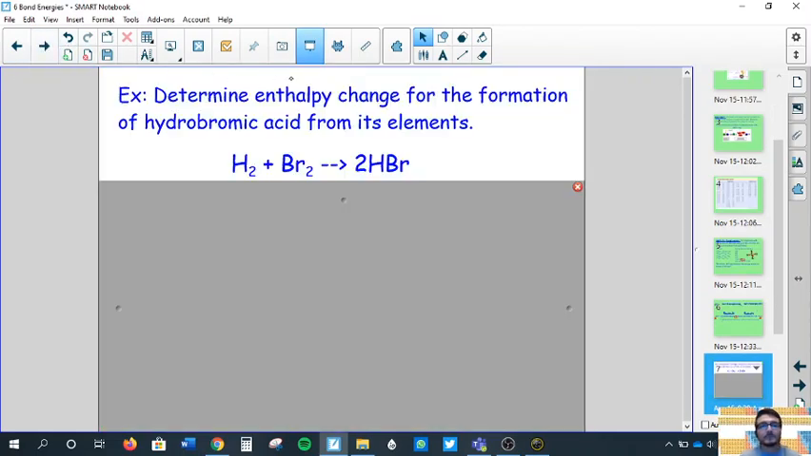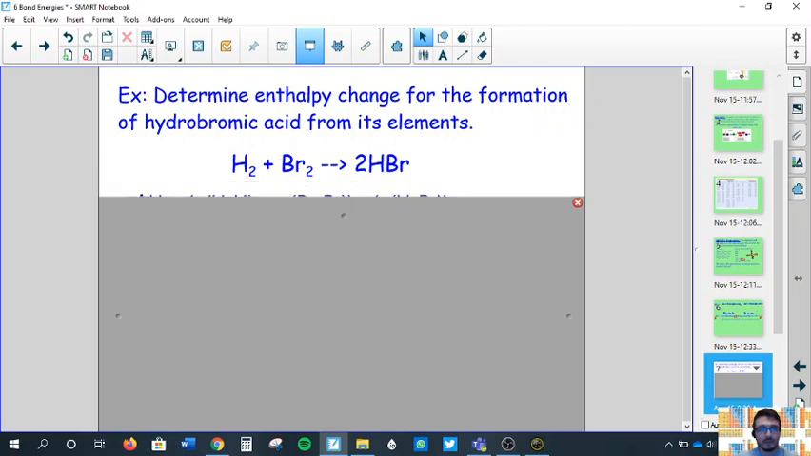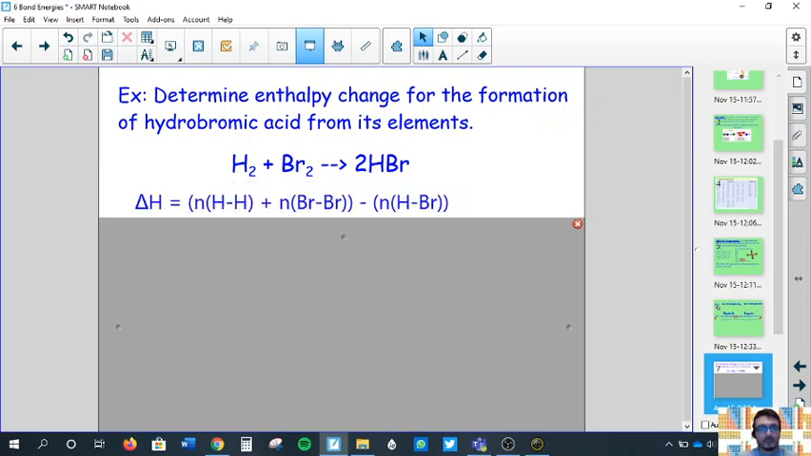So an example: determine the enthalpy change for the formation of hydrobromic acid from its elements. So hydrogen gas and bromine gas, 1 mole of each, produces 2 moles of hydrogen bromide. There should be an aq here for it to be hydrobromic acid. So this is what we're looking at. We're adding all of the bonds that are in your reactants, hydrogen and bromine, with the number of moles considered, minus the number of moles of hydrobromic acid.